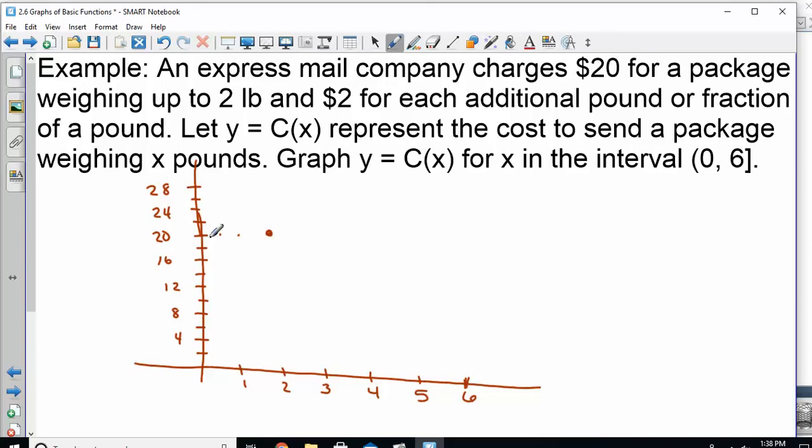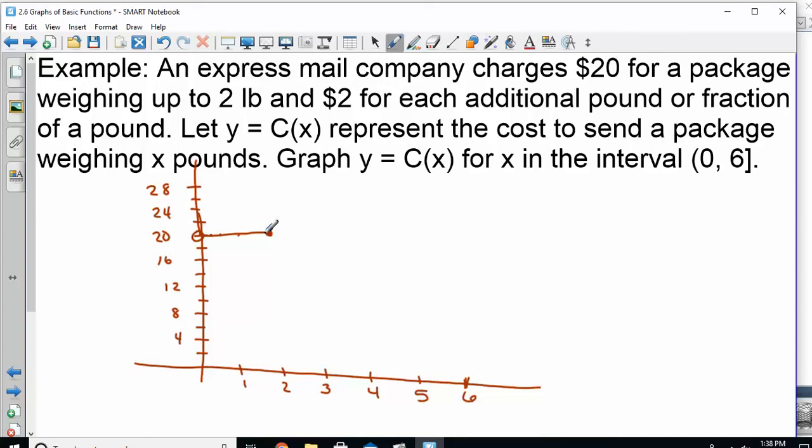Now, will you actually mail a package that weighs 0? Absolutely 0? So what kind of circle should this start with? Open. You also could have got that from the interval because I said parenthesis, which means starting with an open circle. So I'm going to put an open circle at 0 to 20. Then I'm going to stay on that line.